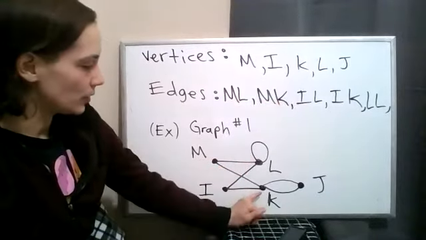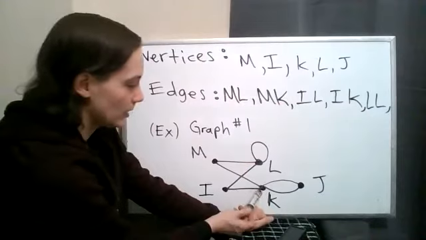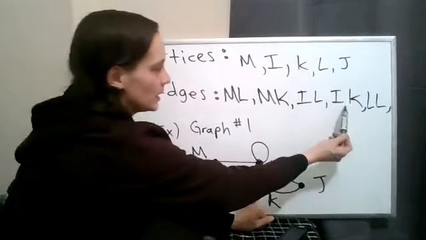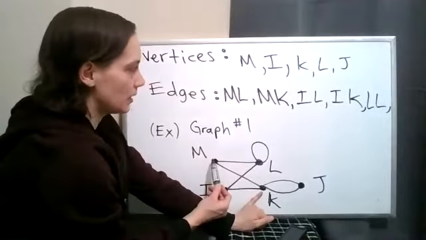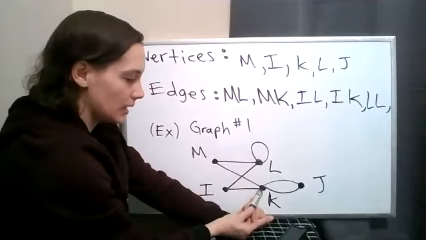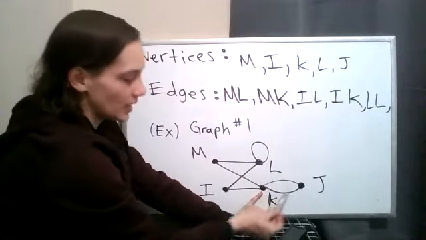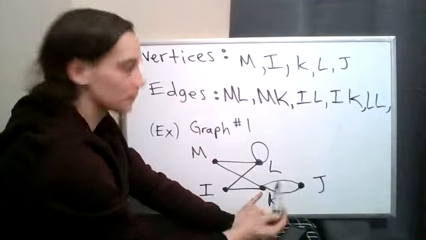Cool. Let's go over to K. There's KI, which is listed. KM is right there. KJ, and another one, KJ.